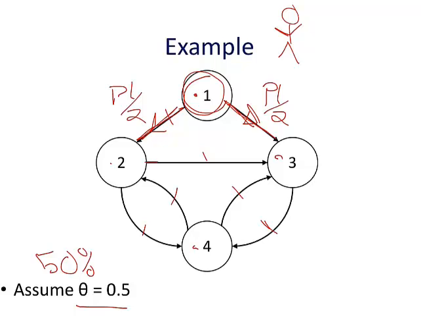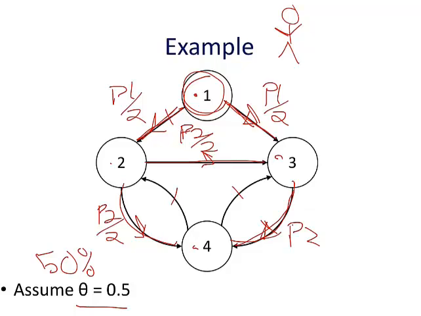Node 2 spreads to node 3 and to node 4. So this becomes P2 over 2 and P2 over 2. Node 3 shares its entirety with node 4, so this just becomes P3. And node 4 splits evenly amongst nodes 2 and 3. So this becomes P4 over 2, P4 over 2.